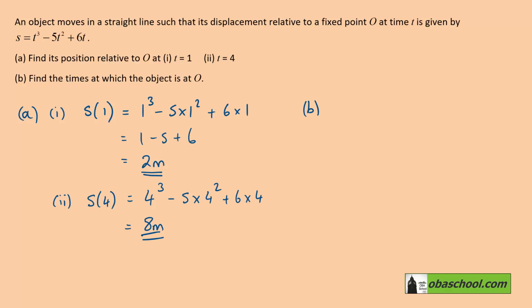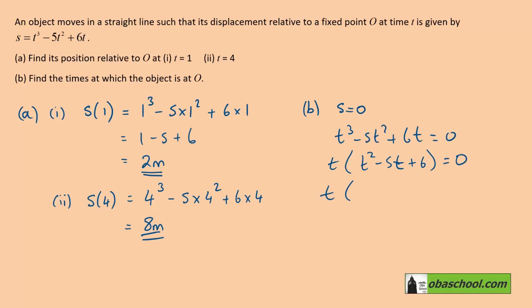We now want to find the time, or the times, at which the object is at O. In other words, that's when s equals 0. So that gives me t cubed minus 5t squared plus 6t is equal to 0. So we've got t squared minus 5t plus 6 is equal to 0. And we can factorize this into t minus 2 and t minus 3. So that gives me t is 0, 2, or 3.